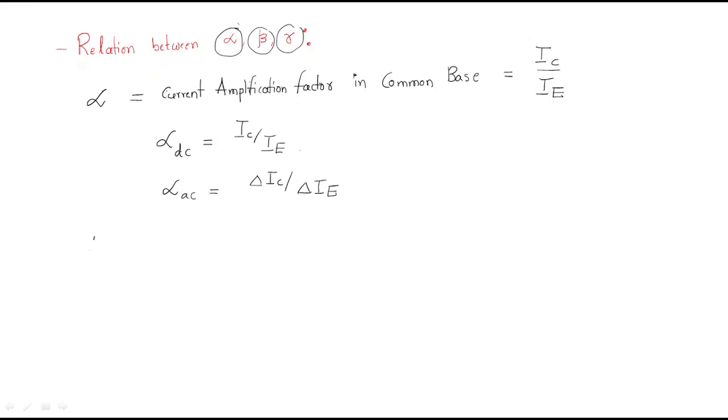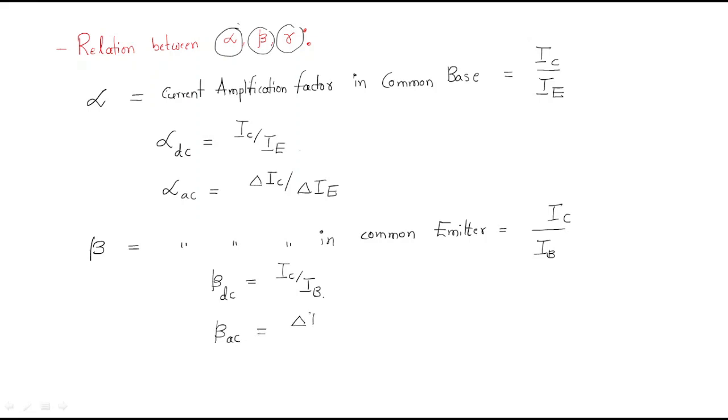What about beta? Same concept. This is again a current amplification factor, in common emitter mode. So here, what is the input? Base current is the input and collector current is the output. So here beta DC equal to the collector current by base current. And if you are applying the AC signal, then change in collector current by change in base current.